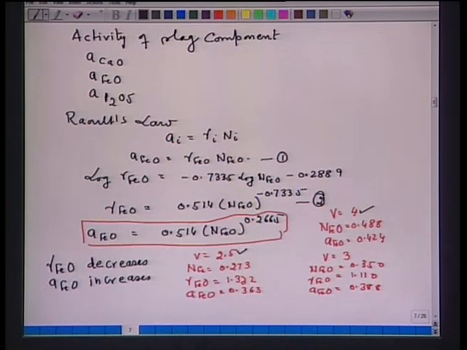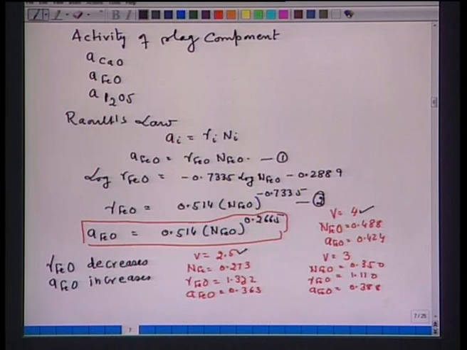So, that is the important consequence of this particular calculation: an increase in the V ratio, that is, an increase in basicity, increases the activity of FeO, and one can understand that also. That means if you consider the CaO-FeO-SiO2 system, then as we increase the amount of calcium oxide, the FeO becomes free and hence its activity increases. So, it is logical also.